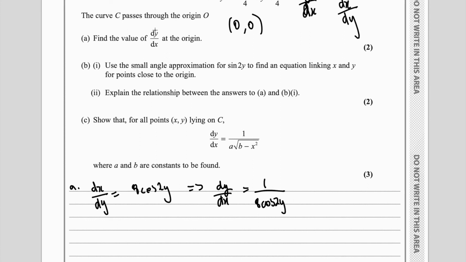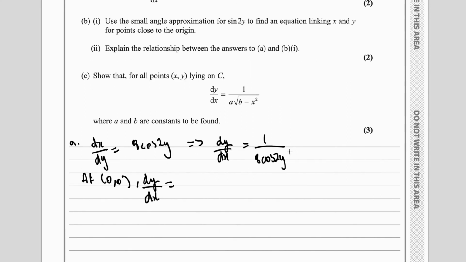And now we're asked to find the value of dy over dx, the value of the gradient at the origin. So we're going to be substituting 0 where we see y here, okay, in order to find out the value of dy over dx, because at the origin the y coordinate is going to be 0. So at 0, 0, dy over dx is going to equal 1 over 8 cos of 2 times 0, which is cos 0, and as you guys should know now, cos 0 is 1. 1 over 8 times 1 is going to be 1 over 8.